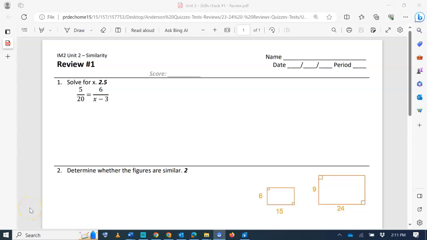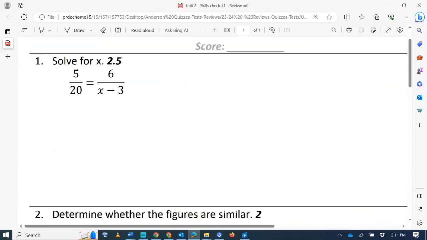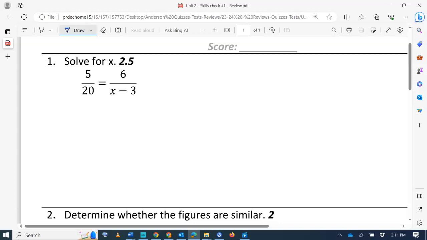All right, Unit 2, review number 1 for the skills check. Okay, I'm going to zoom in a little bit here, make it a little bigger. We are solving for x. Please ignore this. This is for me.